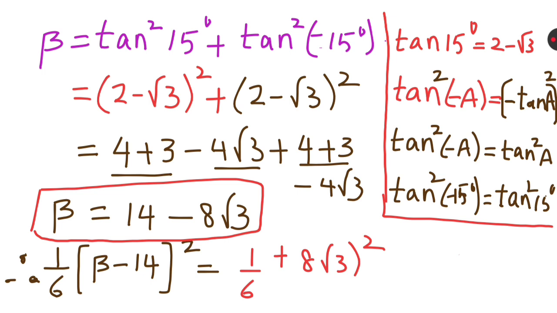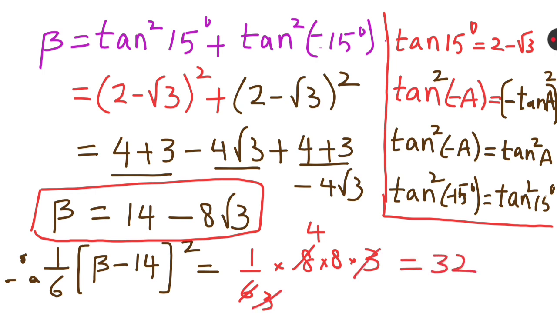This 8 turns into 8 times 8, and root 3 we can write as root 3 times root 3, so root 3 times root 3 becomes 3. Here the 3 gets cancelled. So we are left with only 4 times 8, which is 32. So 1 over 6 times beta minus 14 whole raised to the power of 2, the value is 32.